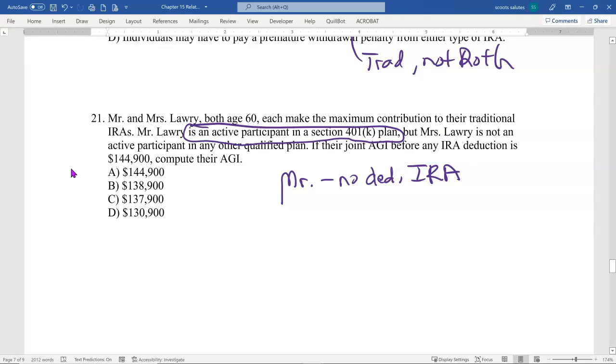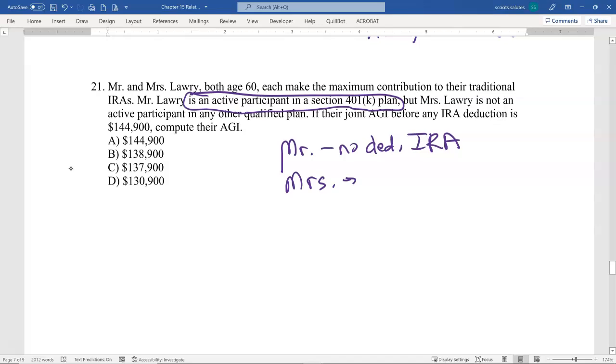Okay, but now we need to look at Mrs. Lowry because she does not participate. So under normal circumstances, because they are both age 60, she could make a $6,000 contribution and then have $1,000 added onto it. Right, so she'd be able to make a maximum contribution of $7,000.